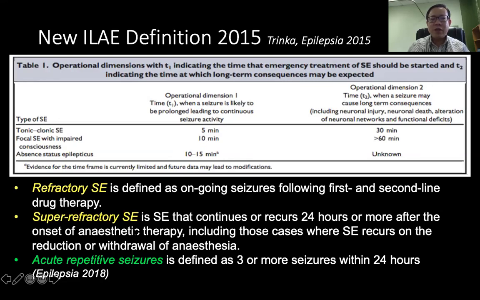But there is a new definition as well, which is acute repetitive seizures. Acute repetitive seizures is defined as 3 or more seizures within 24 hours, and some of them have poor prognosis similar to status epilepticus. Because of that, in certain situations, we would want to treat them as status as well. I will define and explain this more afterwards on acute repetitive seizures.